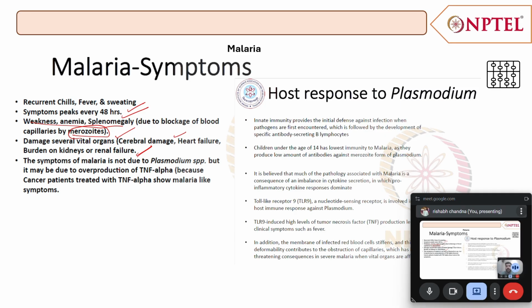The symptoms of malaria are not due to the Plasmodium species, but due to overproduction of TNF alpha, because cancer patients treated with TNF alpha show malaria-like symptoms. So the major symptoms are not caused by the Plasmodium but because of the immune response that is produced because of the infection of the Plasmodium species inside the body.